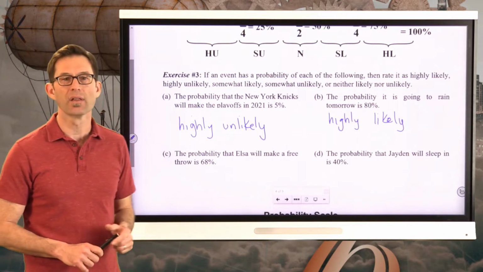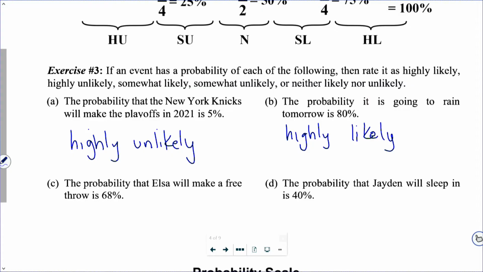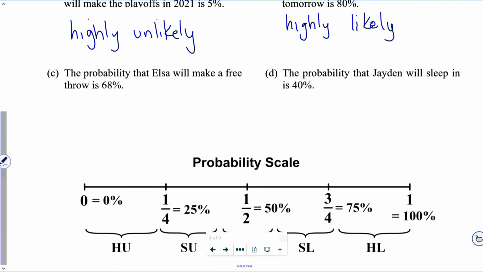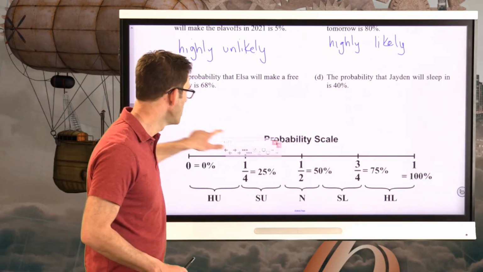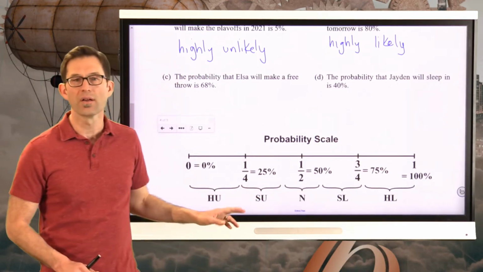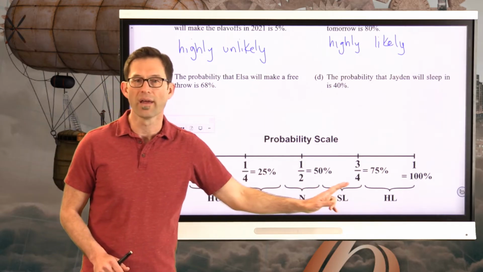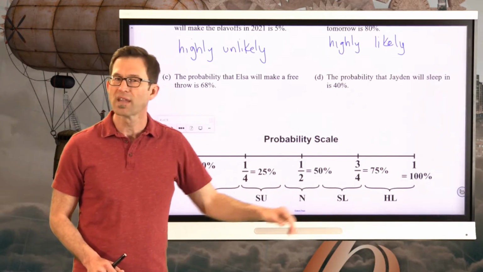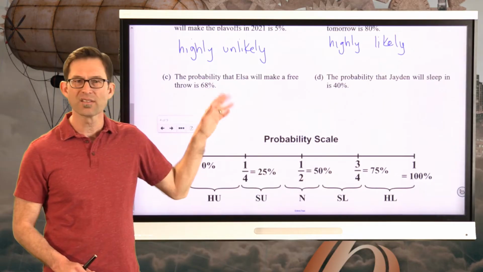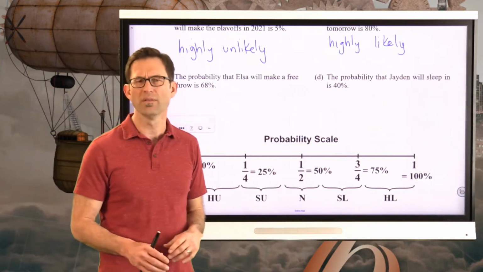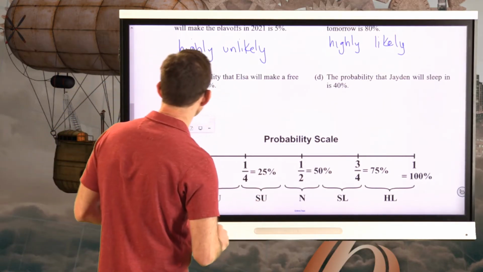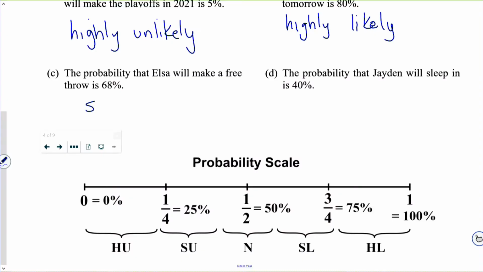Now, take a look at letter C. The probability that Elsa will make a free throw is 68%. Now, 68%, that starts to be down here in this kind of somewhat likely range. It's definitely not just neither. 68% is pretty good, but still, we wouldn't be shocked if she missed a free throw. So I'm going to say somewhat likely.